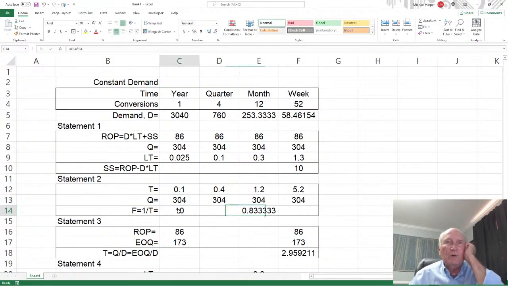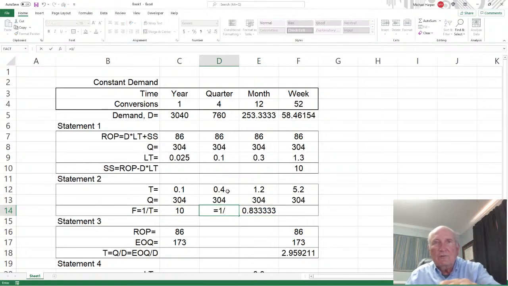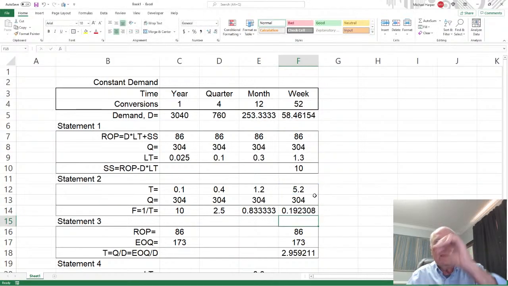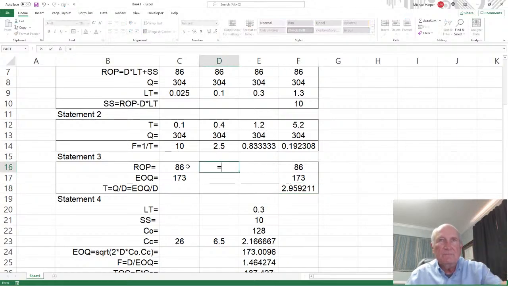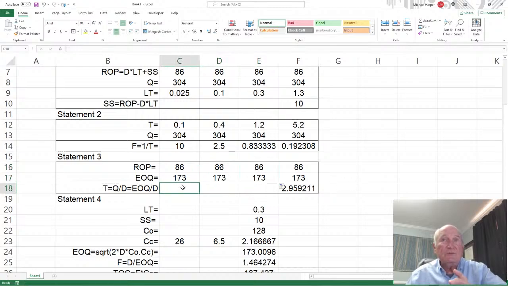Okay. And 1 over T. This is 1 over T, 1 over that. Let's see, I have this. This equals 1 over T equals 1 over T. RP is the same, EOQ is the same, and T is going to be different. In other words, these are going to be all the same. Copy this down. Those are all the same. But this one's going to be different.